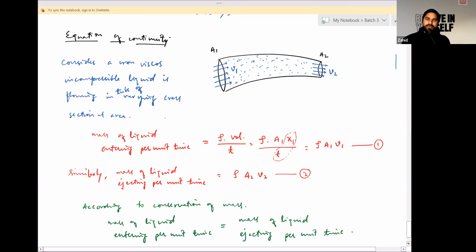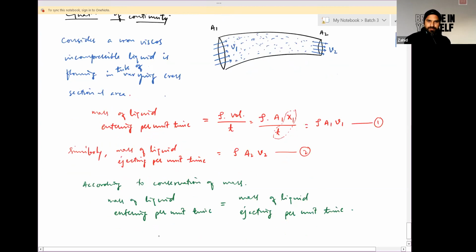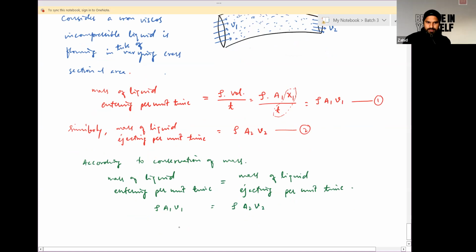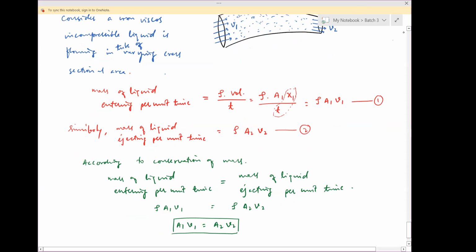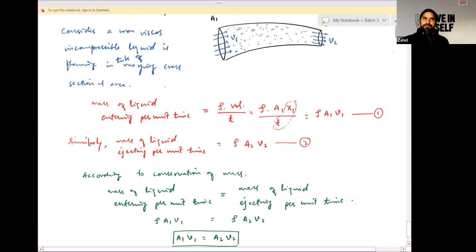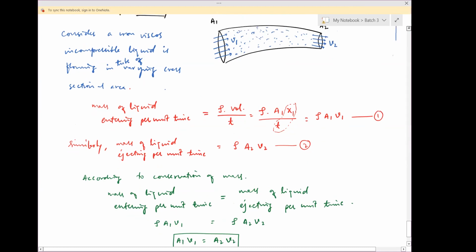Now put the expressions we have derived above in these two parts. So you'll get rho A1 V1 equals rho A2 V2. Rho is the same on either side, so it just cancels out. So you're left with A1 V1 equals A2 V2. Atif, is it clear? Yes, sir. Yusuf, any doubt? No, sir. Okay, just write it down.